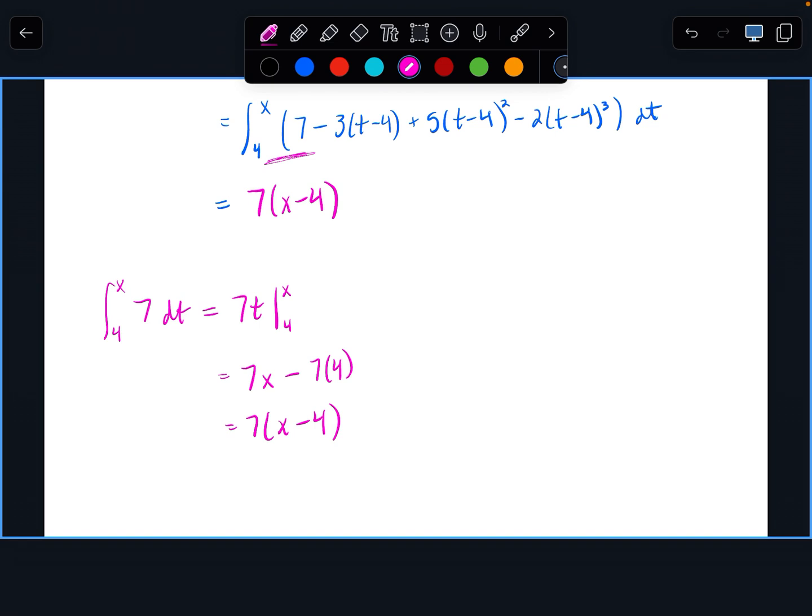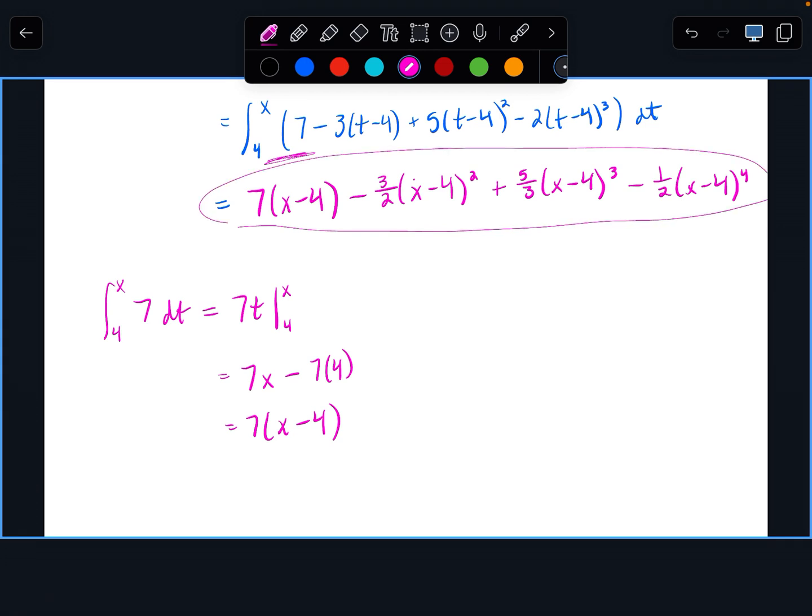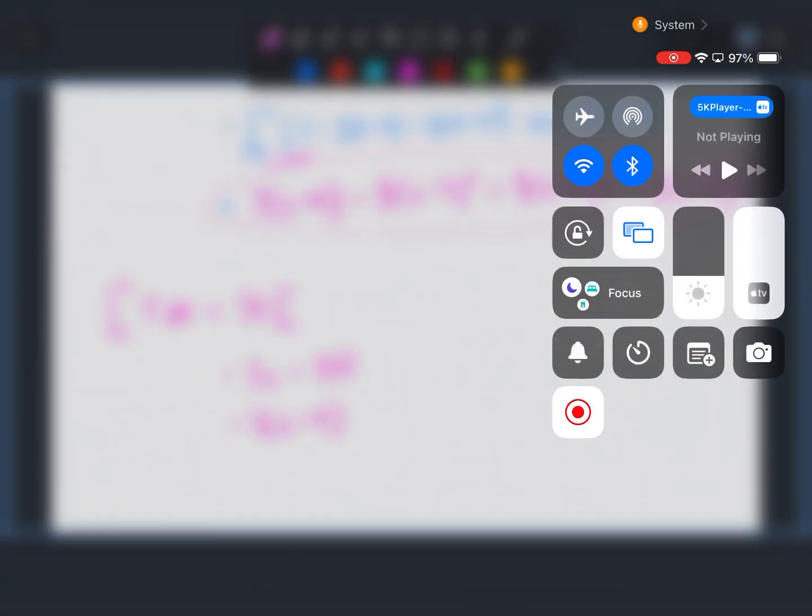And then this one is just a normal antiderivative. So 3/2 (x minus 4) squared plus 5/3 (x minus 4) cubed minus 1/2 (x minus 4) to the 4th. And then this would be the answer. We're done. That was the last one.